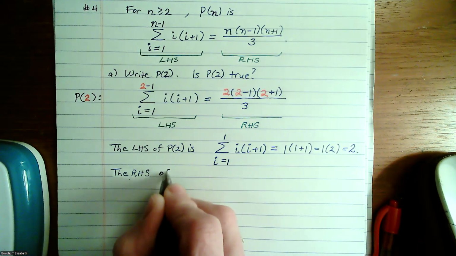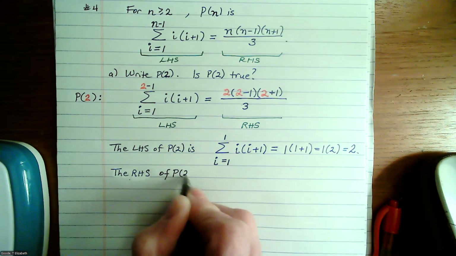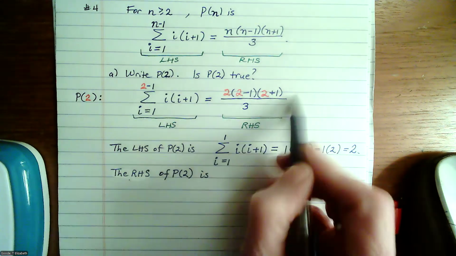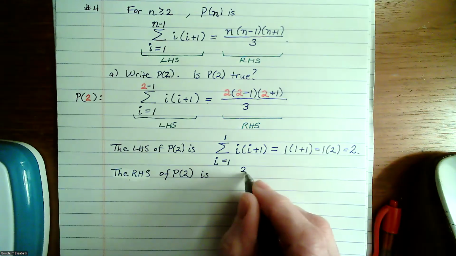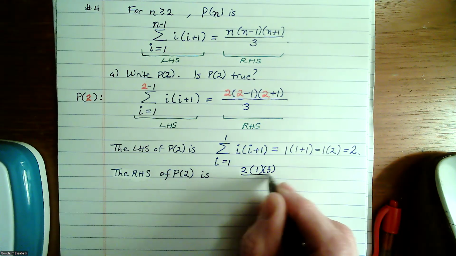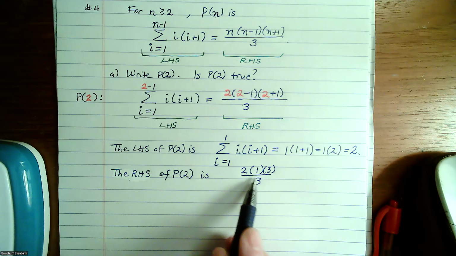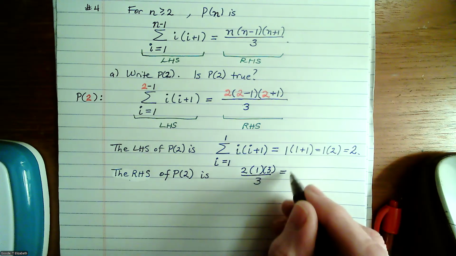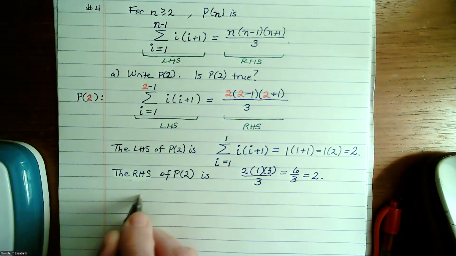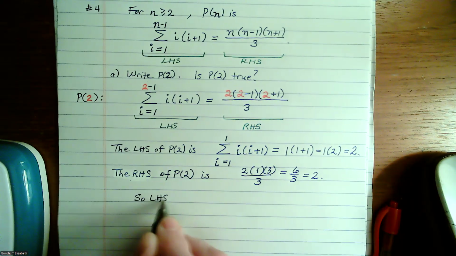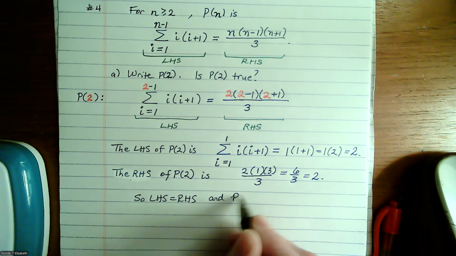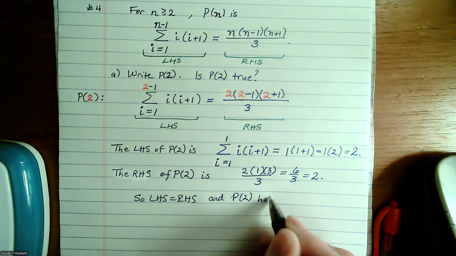Let's just finish P of 2. Let's go ahead and evaluate the right-hand side of P of 2. So it's 2 times 1 times 3 over 3. Is that right? Yeah. And that, of course, is 6 over 3, which is 2. So the left-hand side does equal the right-hand side, and P of 2 holds true.